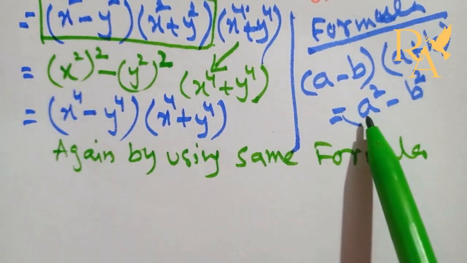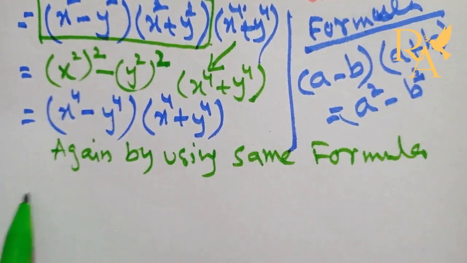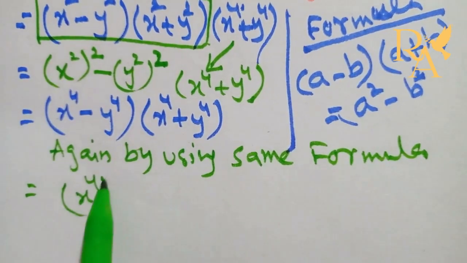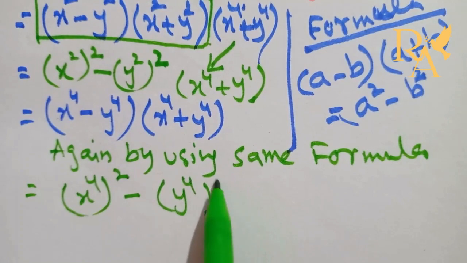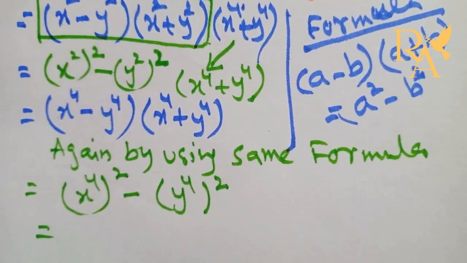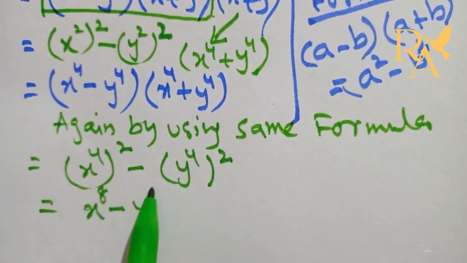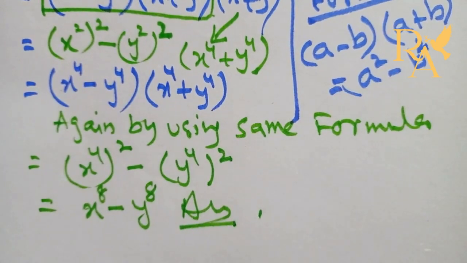So what is the formula? Formula is a square minus b square. So we can write x power 4 whole square minus y power 4 whole square. So what is the solution of this problem? x power 4 to the 8 minus y power 4 to the 8. This is the required answer.